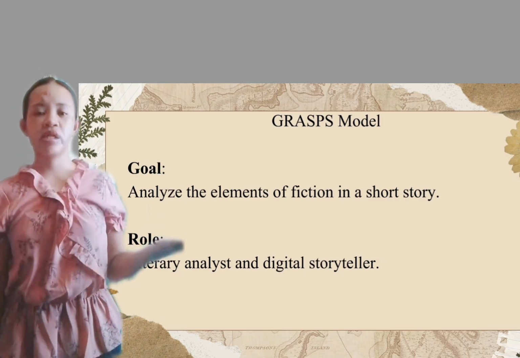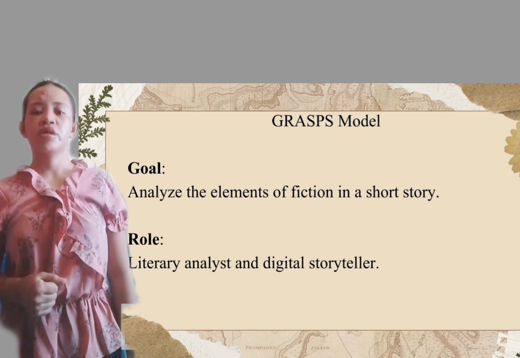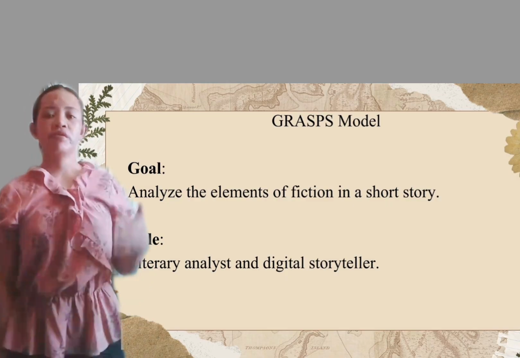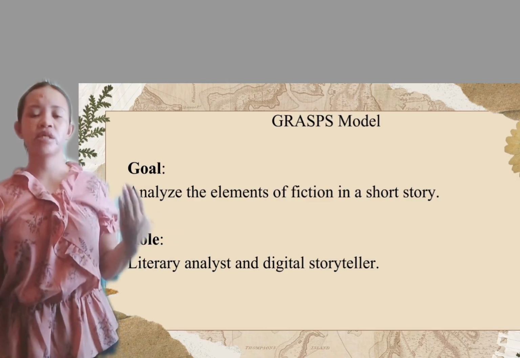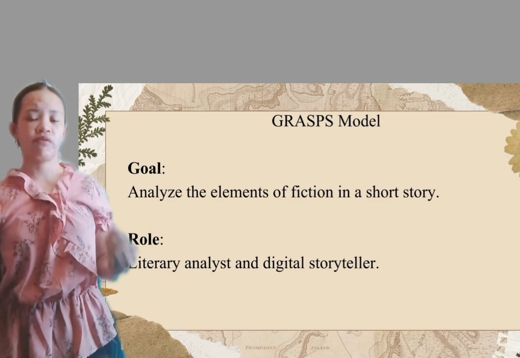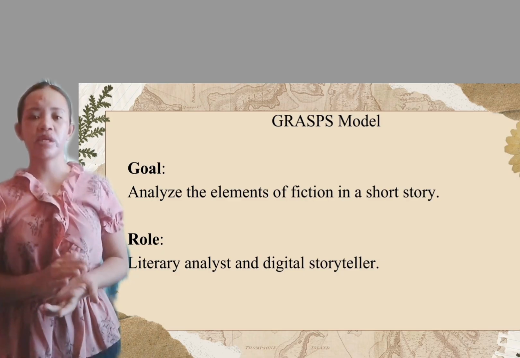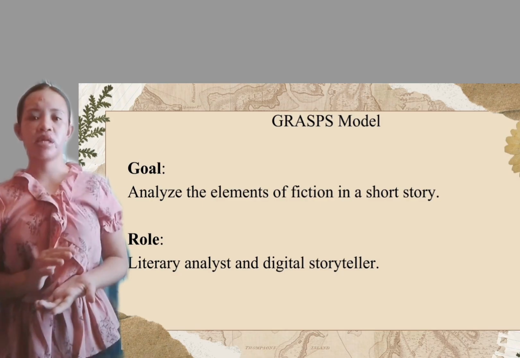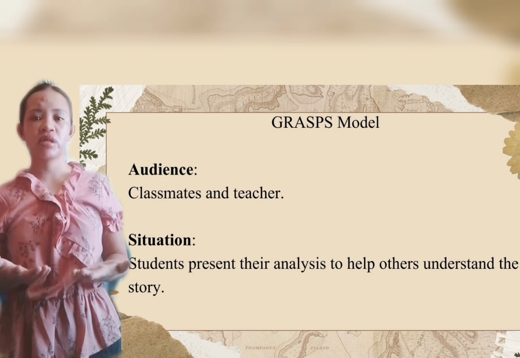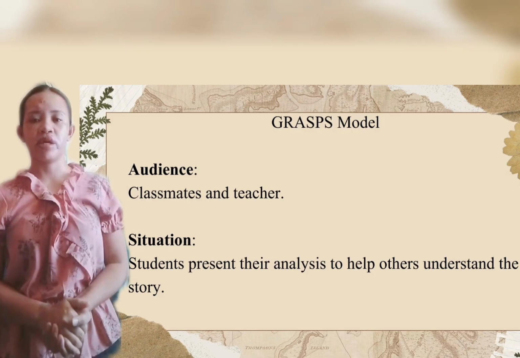And for our GRASP model, this performance test is organized using the GRASP model, which helps structure authentic assessments. G is for goal. The goal of the test is for students to analyze a short story and explain the elements of fiction found in the story. The letter R is role. Students will take the role of literary analysts and digital storytellers. And for the letter A, audience, the audience includes their classmates and teacher who want to better understand the story.